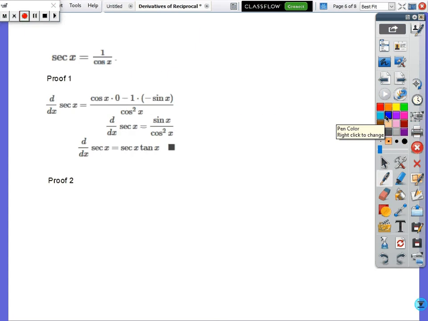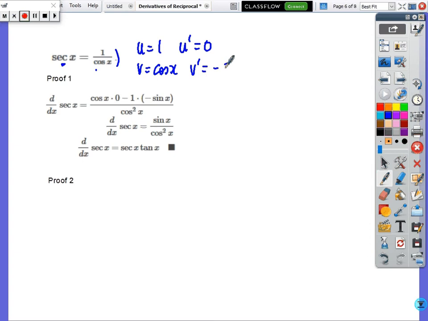Okay, so by definition, sec is 1 over cos, and so we've got a quotient, so u equals 1, so u dash equals 0, v equals cos x, so v dash equals minus sin x. And so we're doing (v u dash minus u v dash) over v squared. Now that equals 0. Okay, so we've got minus times the minus, the plus, so we've got sin x over cos squared x.